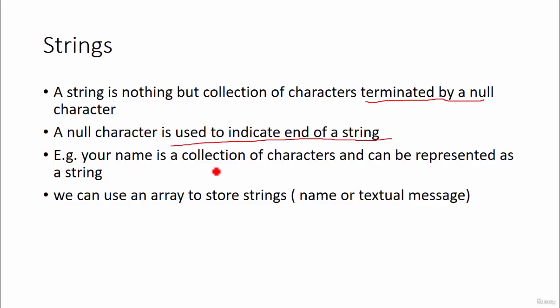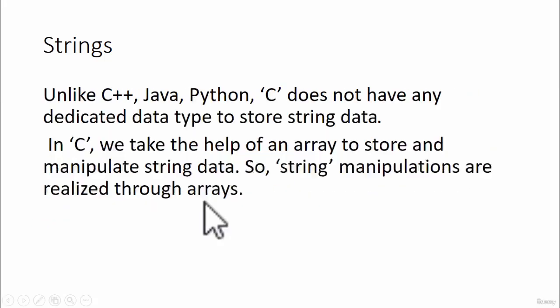So a null character is used to indicate the end of a string. Example, your name is a collection of characters and can be represented as a string in a program. So we can use an array to store strings. Unlike C++, Java and Python, C does not have any dedicated data type to store string data. So in C, we take the help of an array to store and manipulate string data. String manipulations are realized through arrays in C.